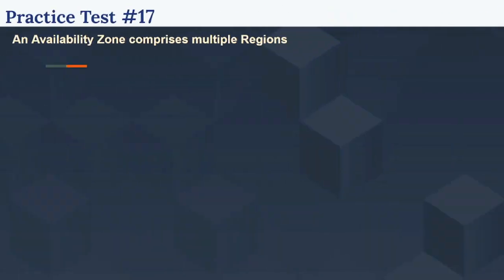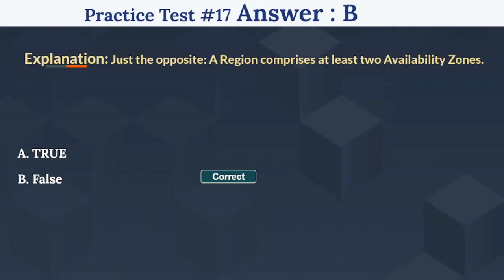So the 17th question is, an availability zone comprises multiple regions. So the options are: Option A, true. Option B, false. Please select your answer in the next 5 seconds. 5, 4, 3, 2, 1. So the right answer is B, false. Just the opposite. A region comprises at least 2 availability zones. Let's move to next question.